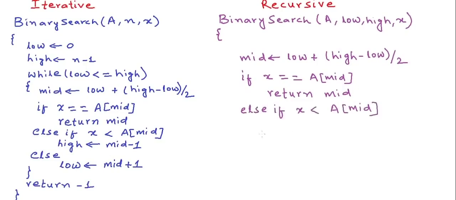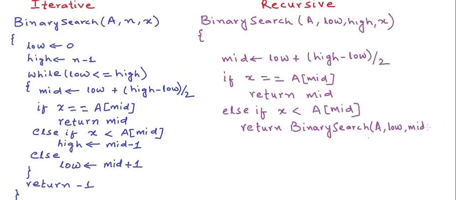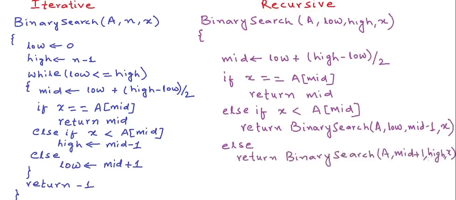If x is less than A[mid], we call binary search recursively on the range low, and I'm running short of space here, so I'll create some space here, for index low to mid -1. So x is now to be searched between index low to mid -1. Else, if x is greater than A[mid], which will be the third condition anyway, we will return binary search from mid +1 to high. So we make a recursive call to search x from index mid +1 till high.